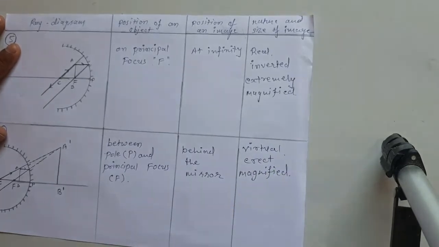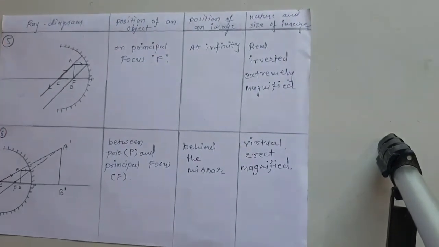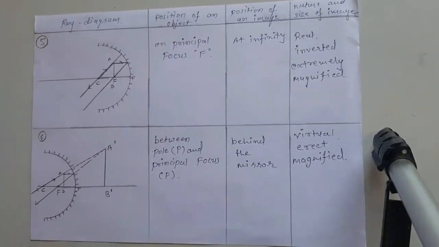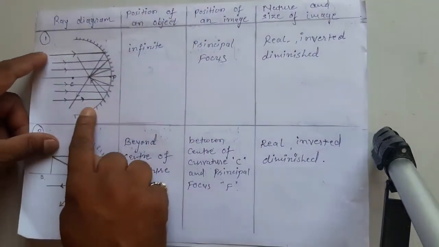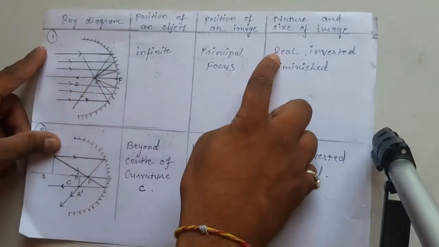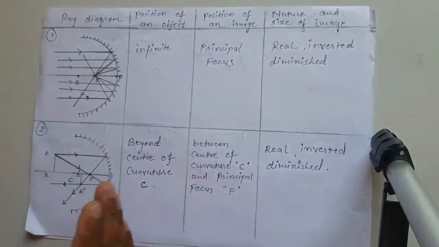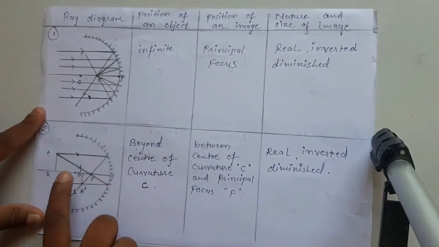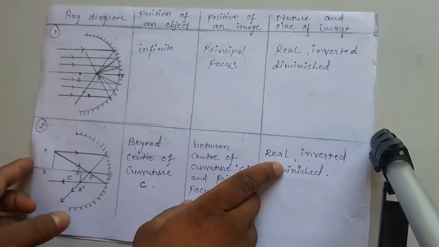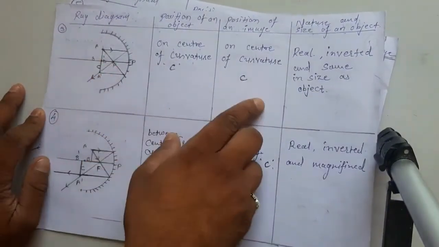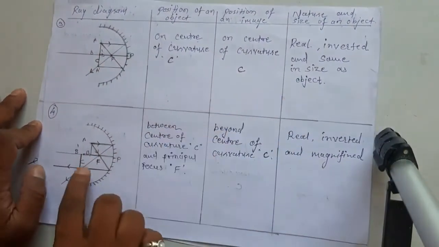Okay, so this way we can understand the image formation by a concave mirror. Again, just have a quick look at it. In the first diagram, from infinite distance we will get the image on principal focus, it will be real, inverted and small. Then beyond C we will get it between C and F, real, inverted and diminished. In the third, when it is on C, we will get the image on C only, real, inverted and the same in size.